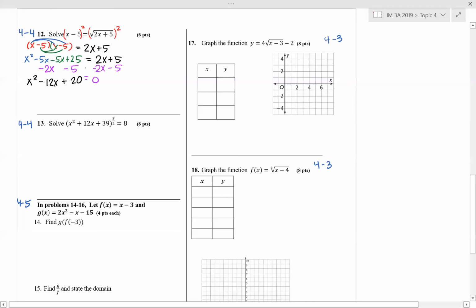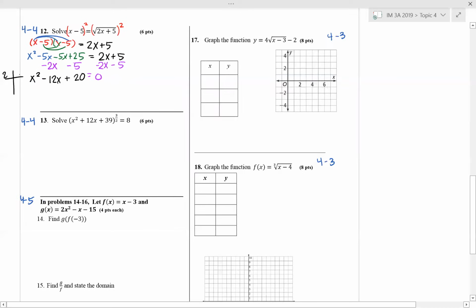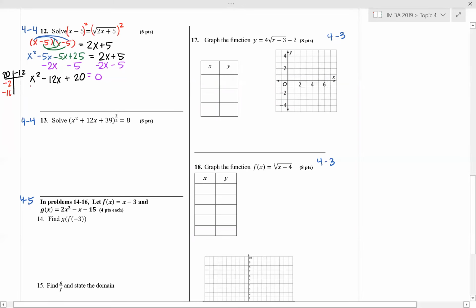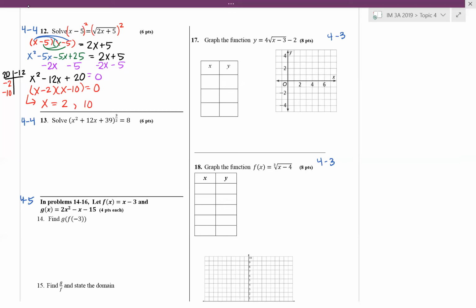So I'm doing here a product sum, what multiplies to 20 and adds to negative 12. So the two numbers that will work are negative 2 and negative 10. So that means this factors to x minus 2 times x minus 10 equals 0. So from this, we have two potential answers. X is either going to equal 2, because 2 minus 2 is 0, or x is going to equal 10, because 10 minus 10 is 0. Remember that we have to check this in the original problem.